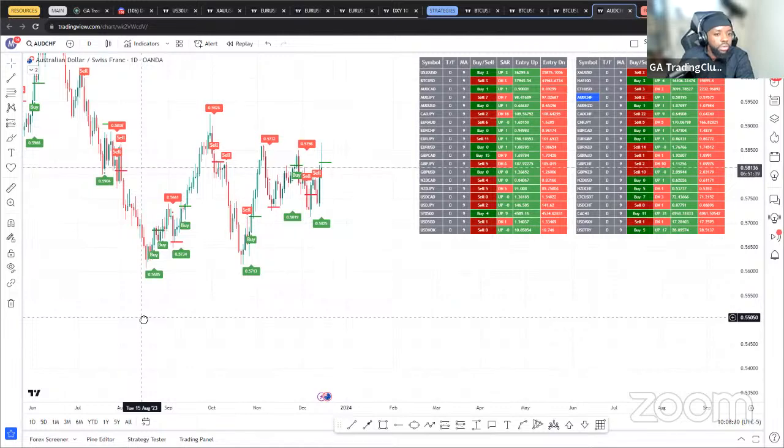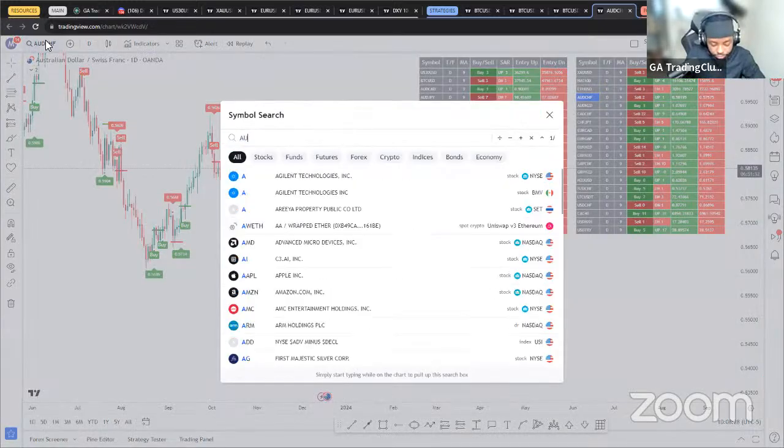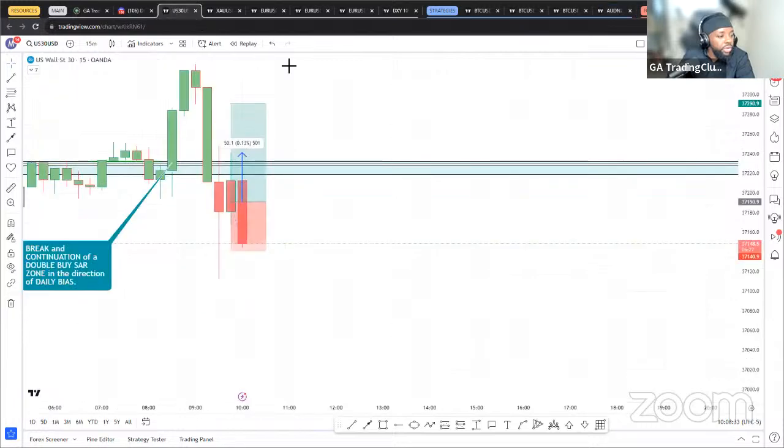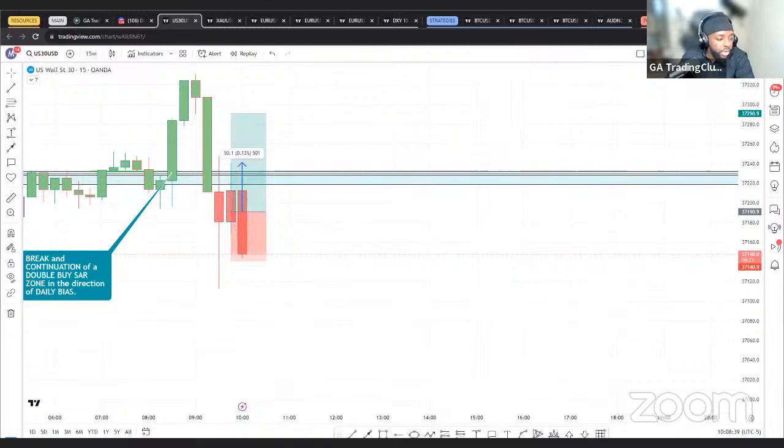No. Aud CAD. All right, I might get taken out of that US 30 trade. It's literally right there at my stop, so I might get kicked out of that unless we get a reversal back up.